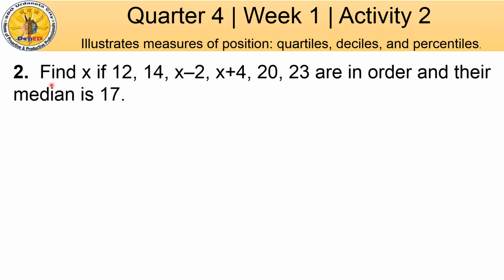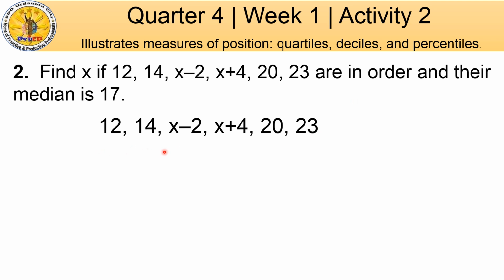Example number 2. Find x if 12, 14, x minus 2, x plus 4, 20, 23 are in order, and their median is 17. The given set of data is already in ascending order. So just count the number of observation, 1, 2, 3, 4, 5, 6, and that will represent your n, equal to 6.